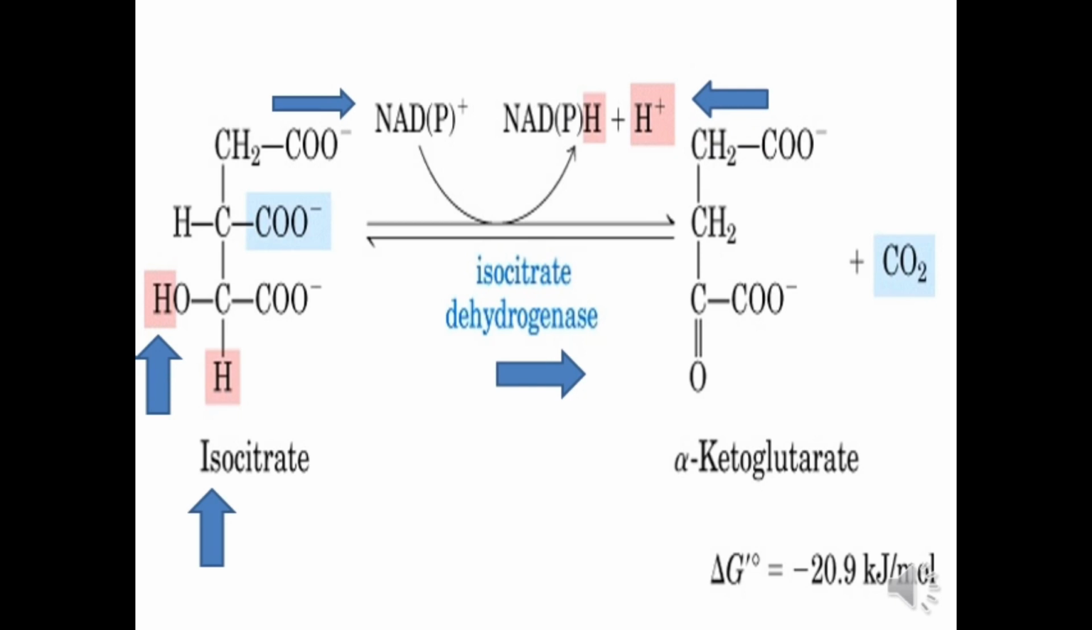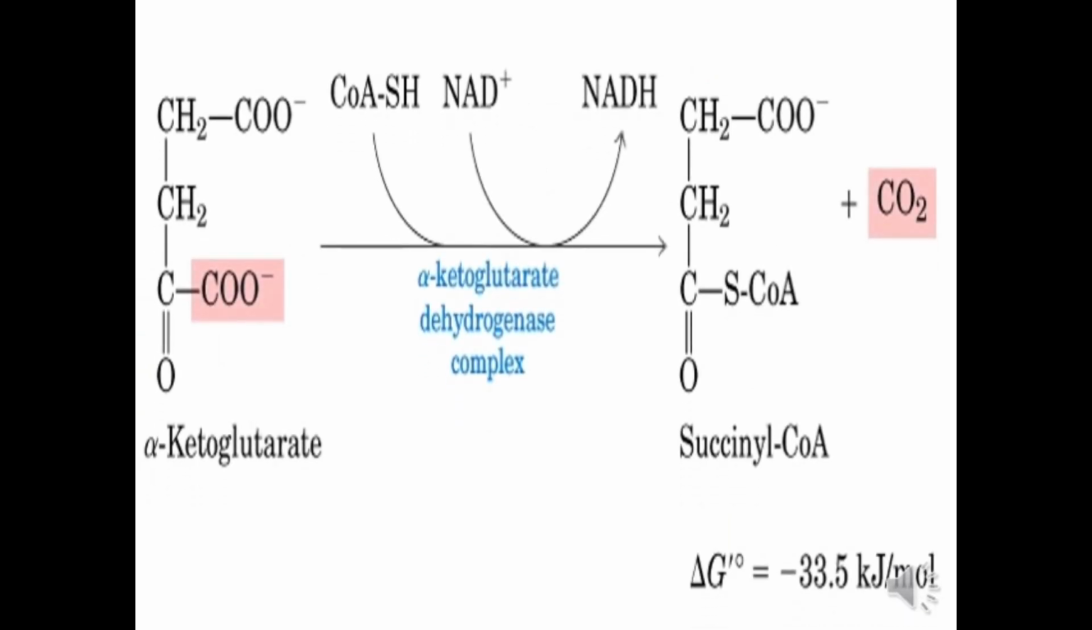In the first reaction of dehydrogenation, oxalosuccinate, which contains 6 carbon atoms, is formed and remains enzyme bound. Then it undergoes decarboxylation, removal of 1 carbon atom in the form of carbon dioxide to form alpha ketoglutarate, which contains 5 carbon atoms.